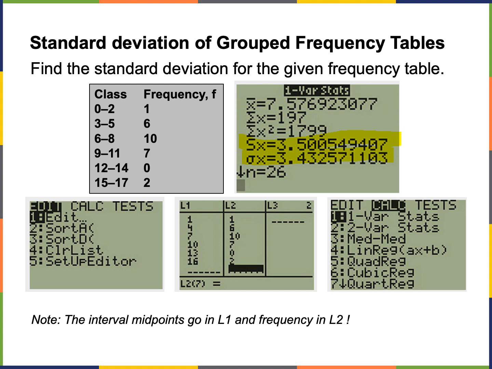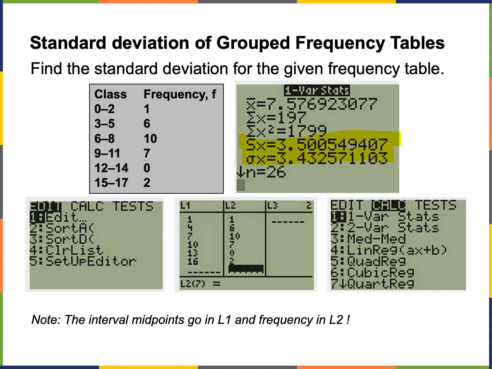And then we just take the midpoints. We take the midpoint of each interval and enter that into L1. So the midpoint between 0 and 2 is 1, between 3 and 5 is 4, between 6 and 8 is 7, between 9 and 11 is 10, between 12 and 14 is 13, and so on. And then we write their frequencies in L2, and we do it just like before, except that when we do 1-Var Stats, the frequency list is L2.